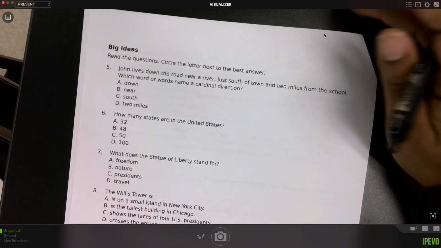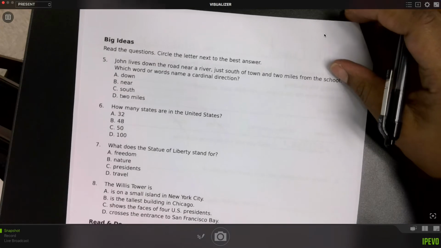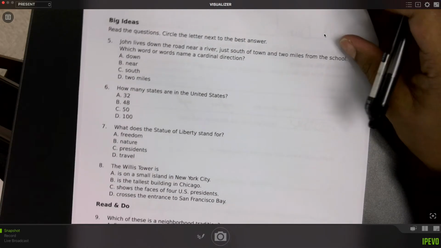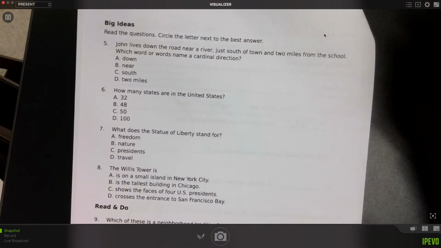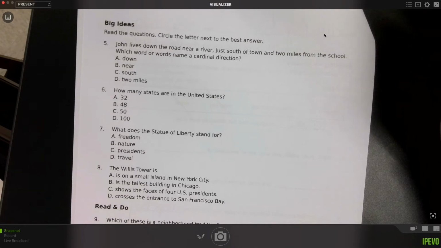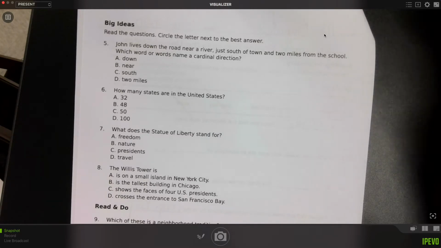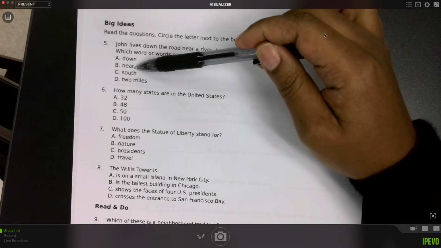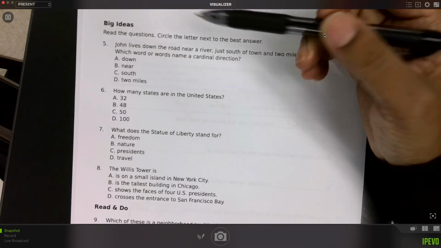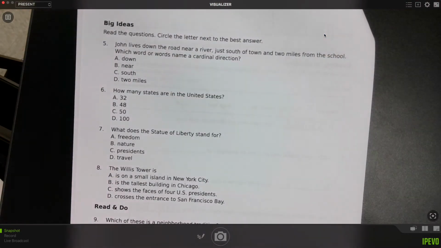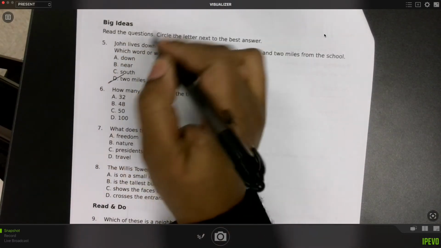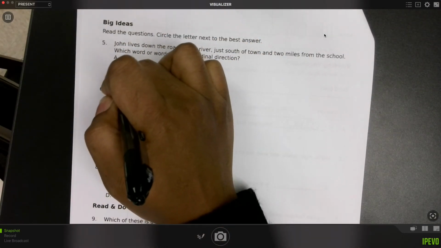It says big ideas. Read the questions. Circle the letter next to the best answer. John lives down the road near a river, just south of town and 2 miles from the school. Which word or words name a cardinal direction? Remember, guys, when we talk about direction, we talk about north, south, east, and west. So, A, down, B, near, C, south, or D, 2 miles. We know 2 miles wouldn't be it, so we can cross that out automatically. The answer will be C.